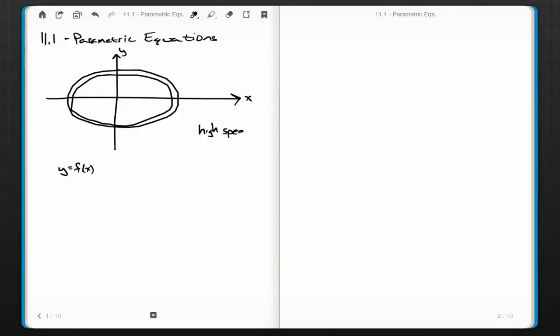So what does this have to do with parametric equations? Well, is this a function? Back in 9th or 10th grade, maybe you learned about the vertical line test, where you pass a vertical line up and down. Is y a function of x? Well, no, because for any given x, there could be a y up here and there could be a y here. So the oval is not a function.